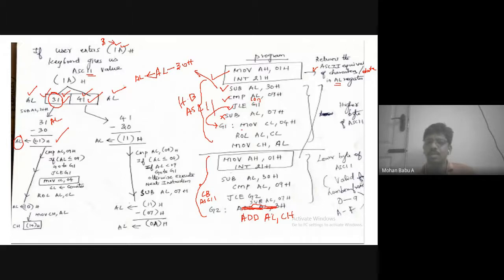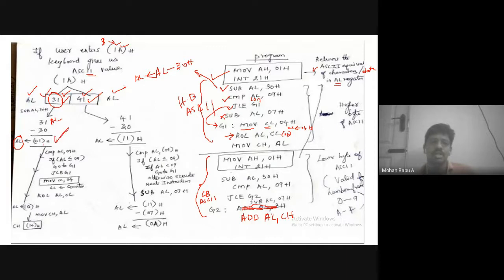Then it will do MOV CL, 04. CL is a counter. This will store the count value 04H. Now CL is 04. What is the next instruction? Rotate left, ROL AL, CL. The value of CL here is 04. So what is the value of AL here?